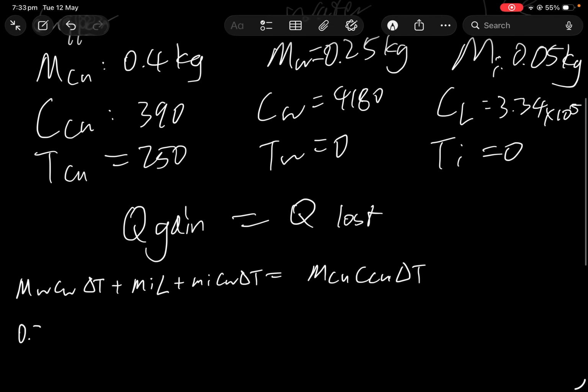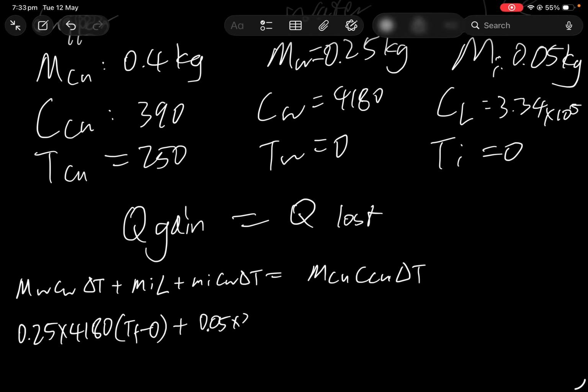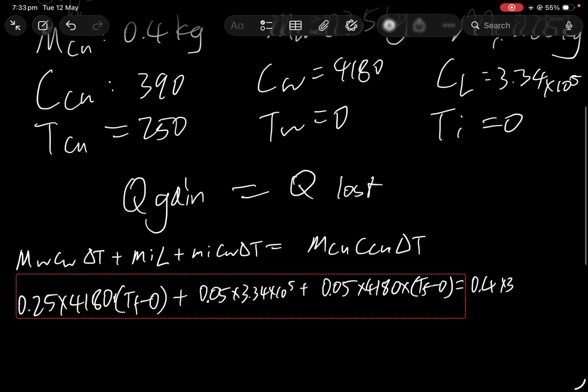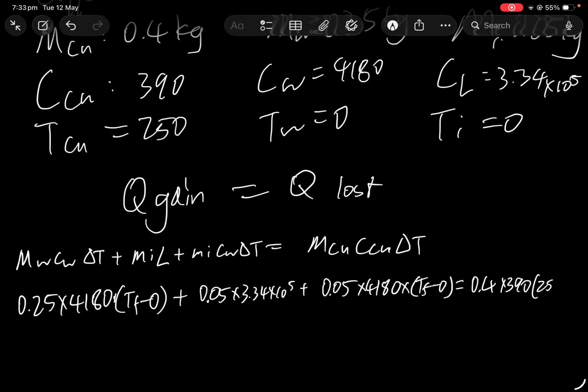So we're going to sub numbers in now. 0.25 times 4180 times delta T, which is T final take 0, plus the ice: 0.05 times 3.34 times 10 to the power 5, plus mass of ice 0.05 times 4180 times T final take 0, and that equals 0.4 times 390 times 250 take T final.